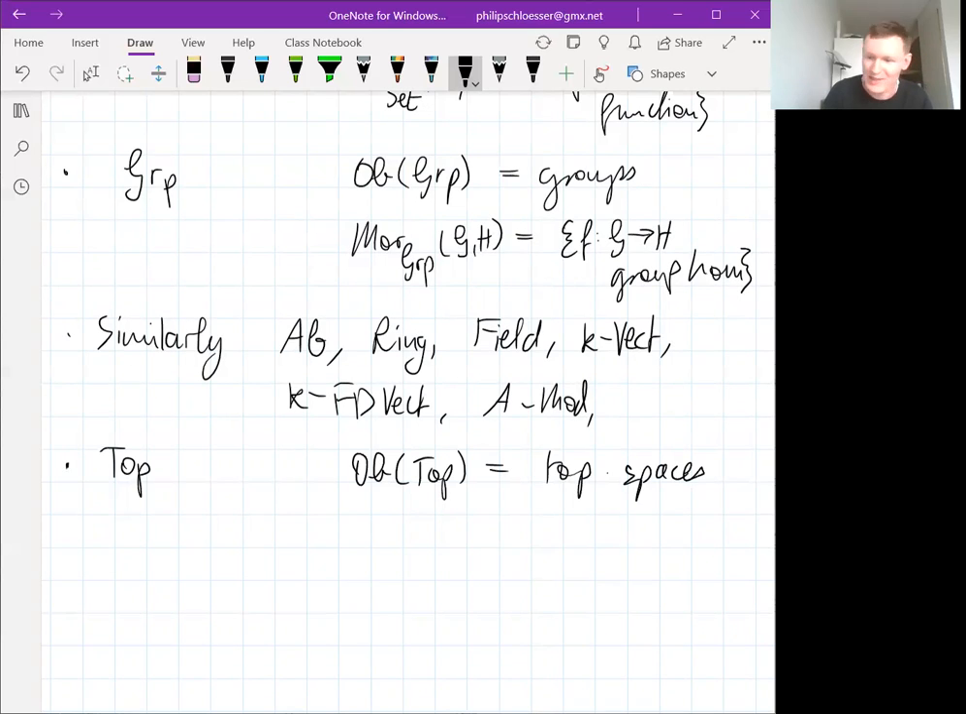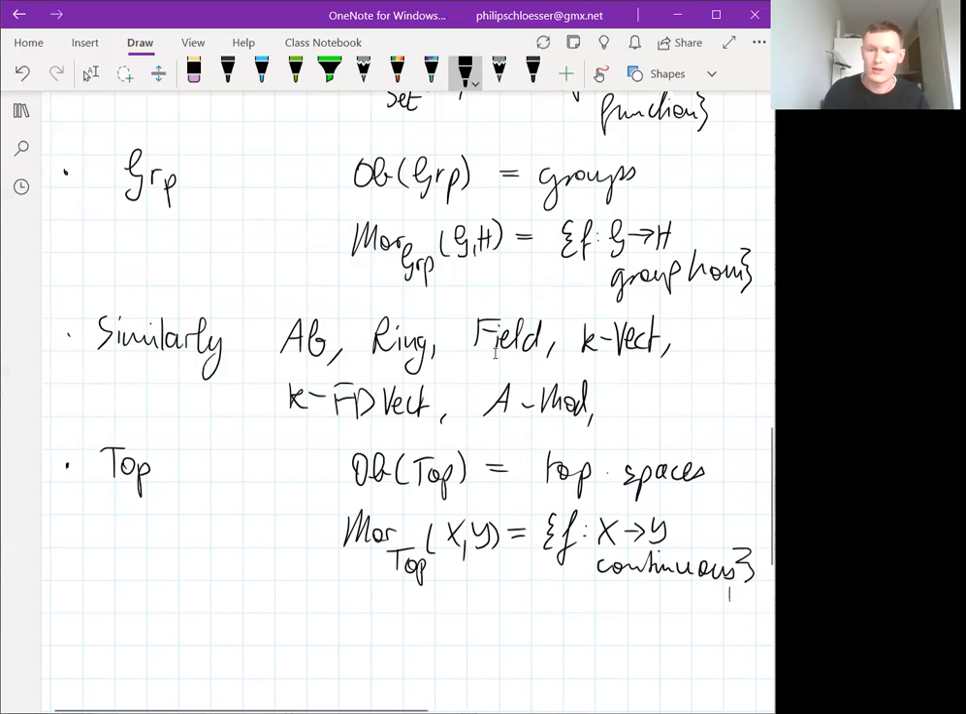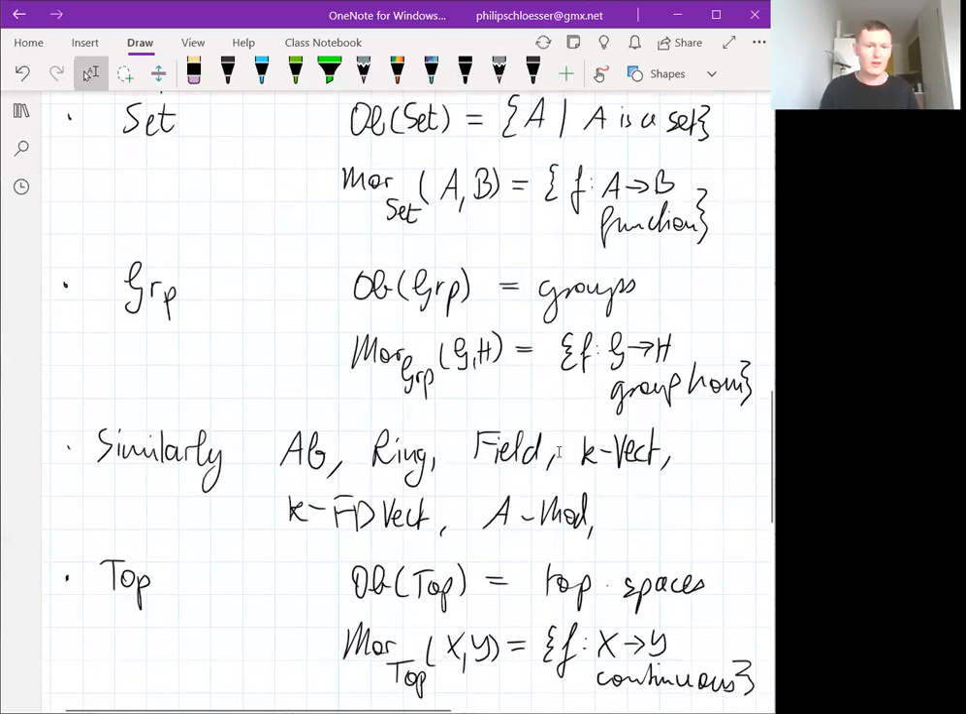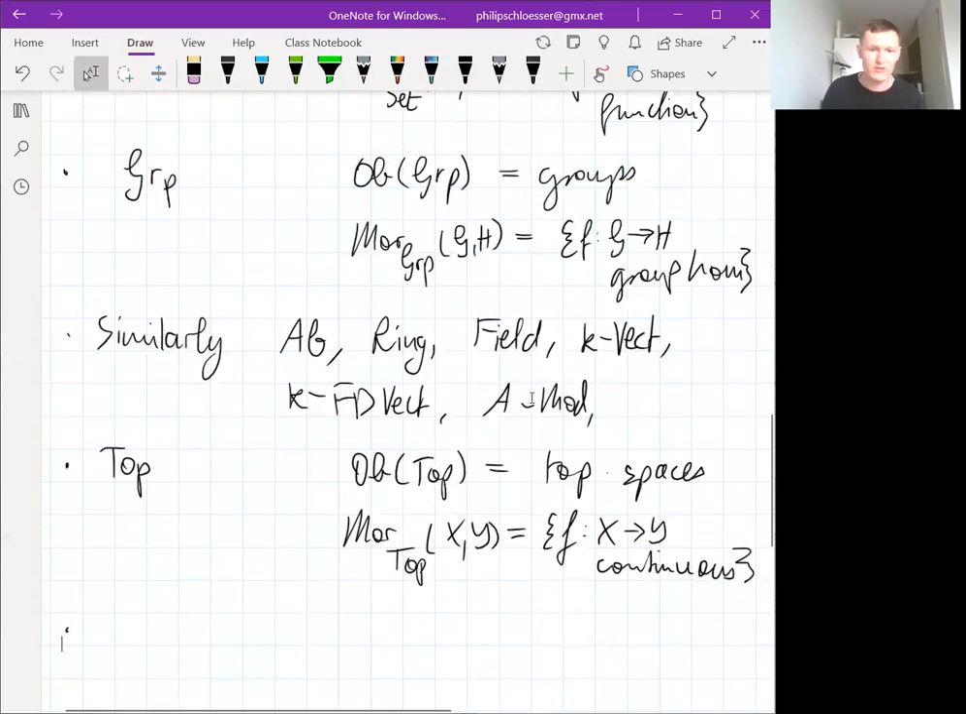Because topological spaces are always called Top spaces. And a morphism of topological spaces between two topological spaces X and Y is just continuous maps. Yeah, the same thing could be done for measurable spaces and measurable maps. And yeah, I guess this is sort of the mathematical motivation.